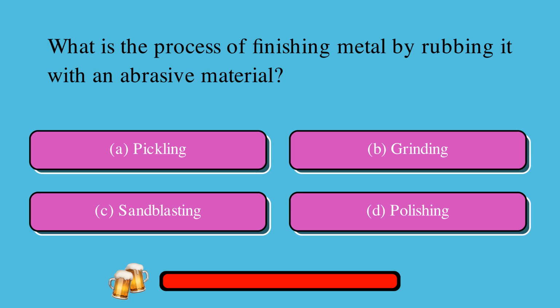What is the process of finishing metal by rubbing it with an abrasive material? Is it A, pickling, or B, grinding, or C, sandblasting, or D, polishing? The correct answer is D, polishing.